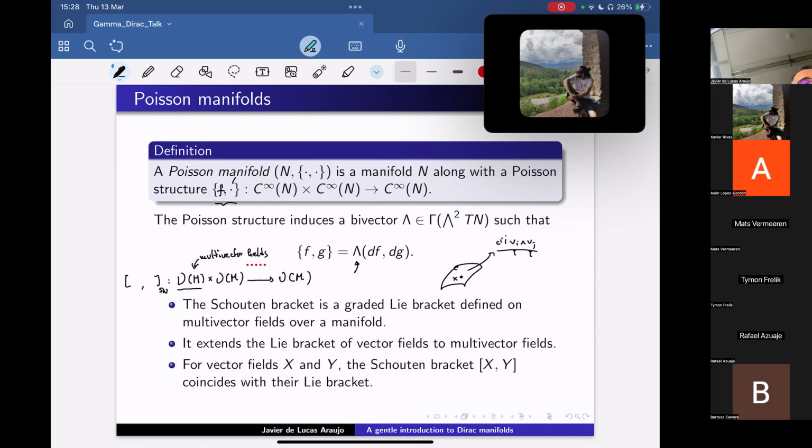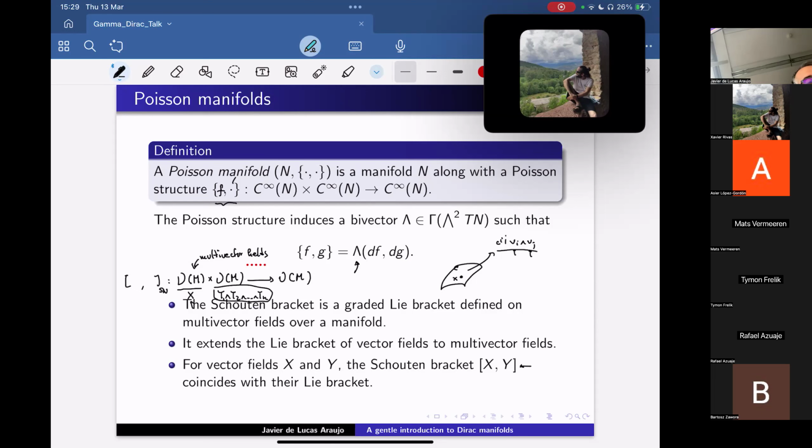So you know that you have the standard bracket of vector fields. The way of describing the Schouten-Nijenhuis bracket is by generalizing the bracket of vector fields. If you consider two vector fields here, the Schouten bracket is just the Lie bracket of these vector fields. A little bit more generally, if you consider bivector fields, they are wedge products of two vector fields or more of them, you can always consider the Lie derivative of this multi-vector field with respect to X.